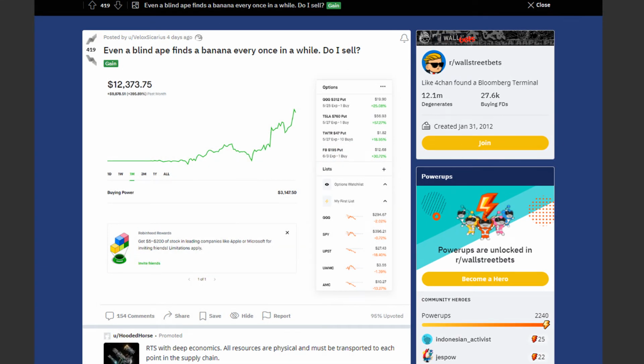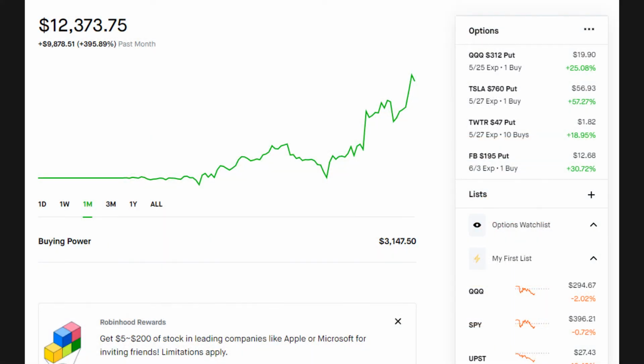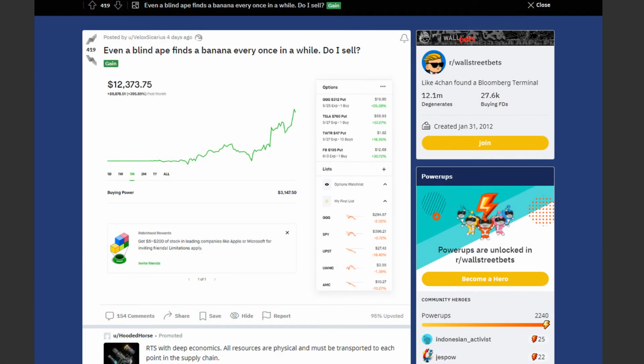Next up, we have a decent gain by Veloxy Sicarius. Even a blind ape finds a banana every once in a while. In the past month, he is up by 395%, or $9,878.51 in total. He's up by so much because he bought puts on QQQ, Tesla, Twitter, and Meta platforms. And since the market has been tanking like crazy, he made some nice gains. He's also asking if he should sell. Well, if it's good enough to screenshot, it's good enough to sell.